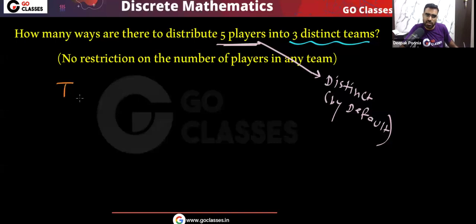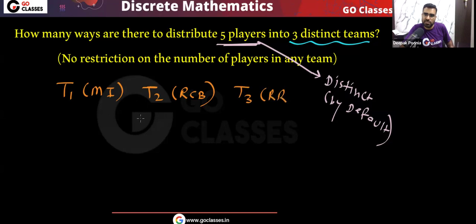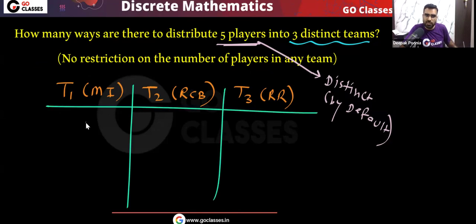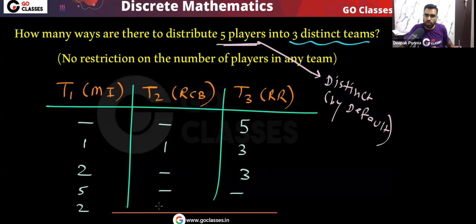These are the teams. Let's assume there is team 1, for example, Mumbai Indians. There is team 2, for example, RCB. And there is team 3, for example, Rajasthan Royals. So these are the 3 different teams. We want to distribute 5 players into 3 different teams, and there is no restriction on the number of players in each team. For example, in this team, don't put anything, all the 5 players can go here. Or you can put 1 player here, 1 player here, 3 players here. Or 2 players here, nothing here, 3 players here. Are you getting the point? 5 players here, nothing here, nothing here. Or 2, 2, 1 here, like that, and so on, many more.